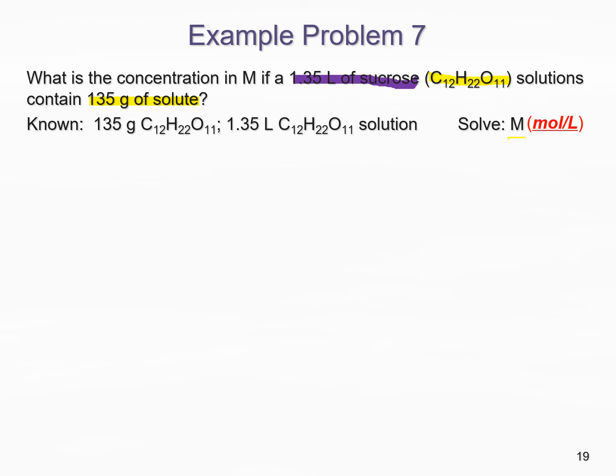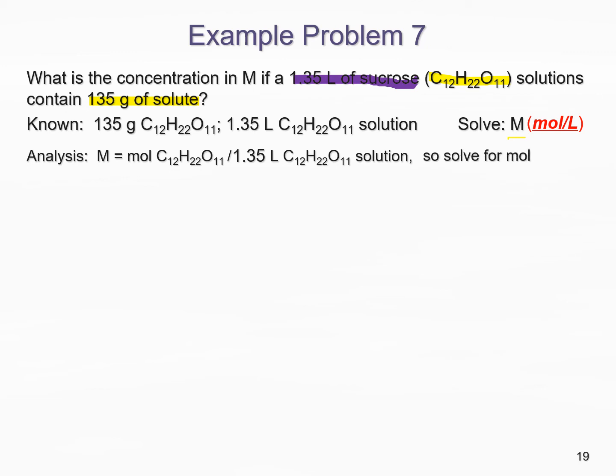Why do we have to use moles per liter? Because with moles per liter, we will know what we're going to do first. So let's think about it. Remember, capitalized M means moles per liter. If we put everything together, that should be moles of solute divided by liters of solution. Do we know the liters? Yes, it's 1.35 liters. So before we can get M, we should get moles. So all we have to do is solve for moles of solute here.